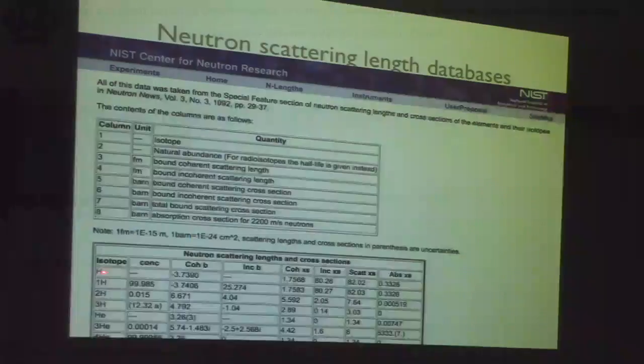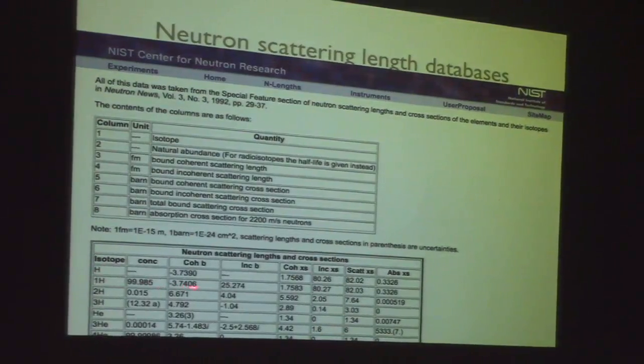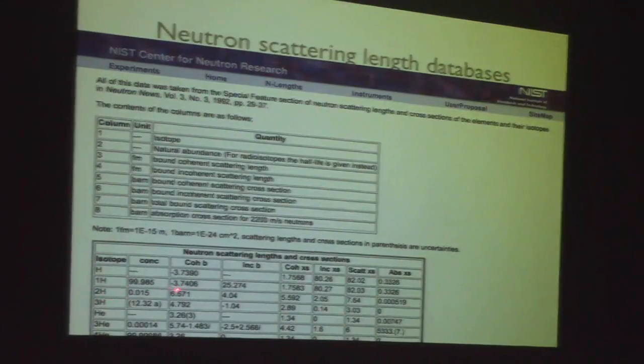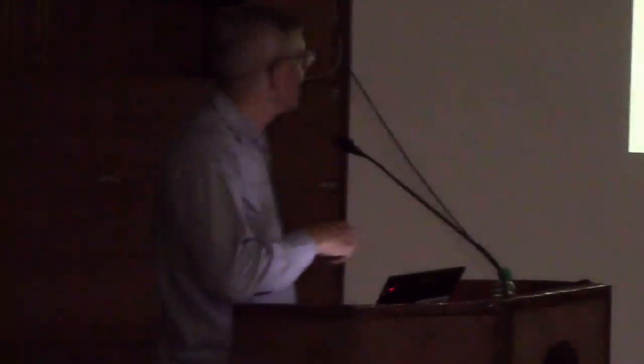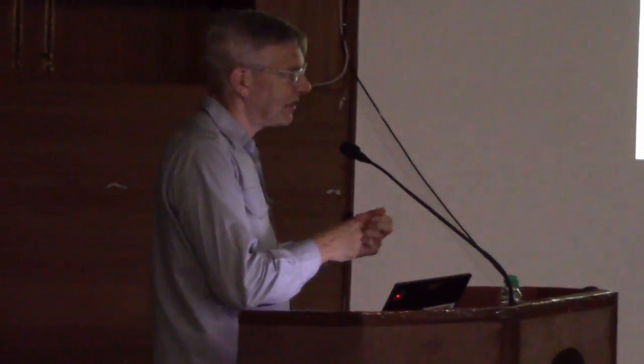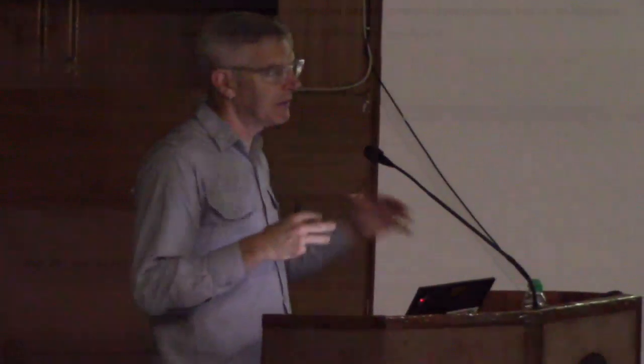Hydrogen is an interesting one because hydrogen has a negative scattering length of a moderate size, but it has an extremely large incoherent scattering length. That's why we like to use hydrogenated materials for thermalizing neutrons. So this incoherent scattering means that the neutron goes into a hydrogenated material and it's incoherently scattered all over the place.